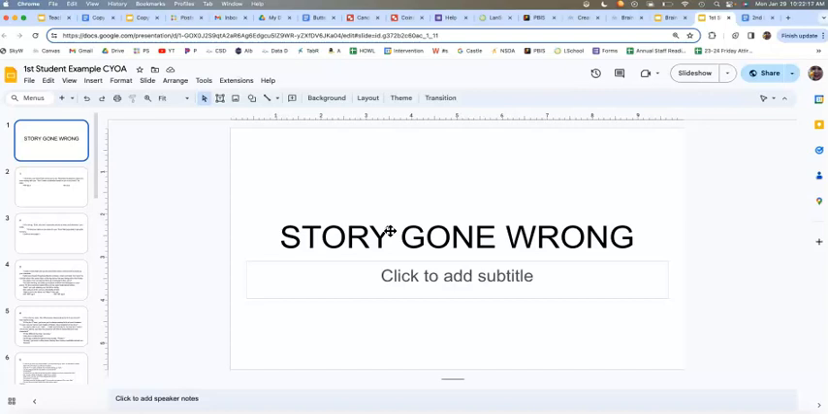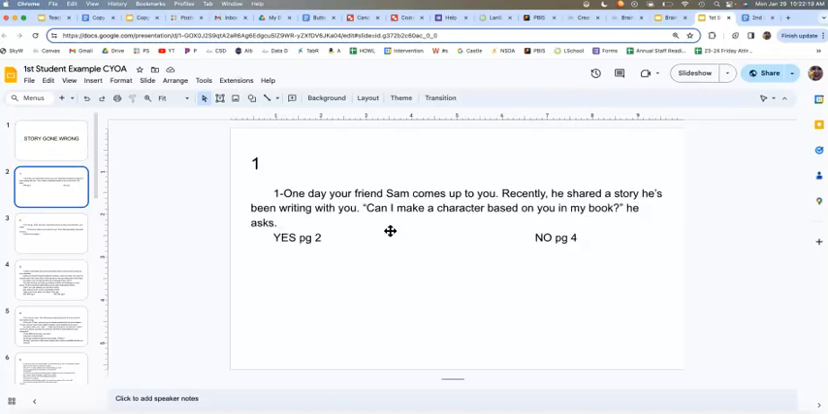So this one is called Story Gone Wrong. And you've got the beginning of the story, you get to a decision point, and then the creative writer told you where to go if you make a certain decision.